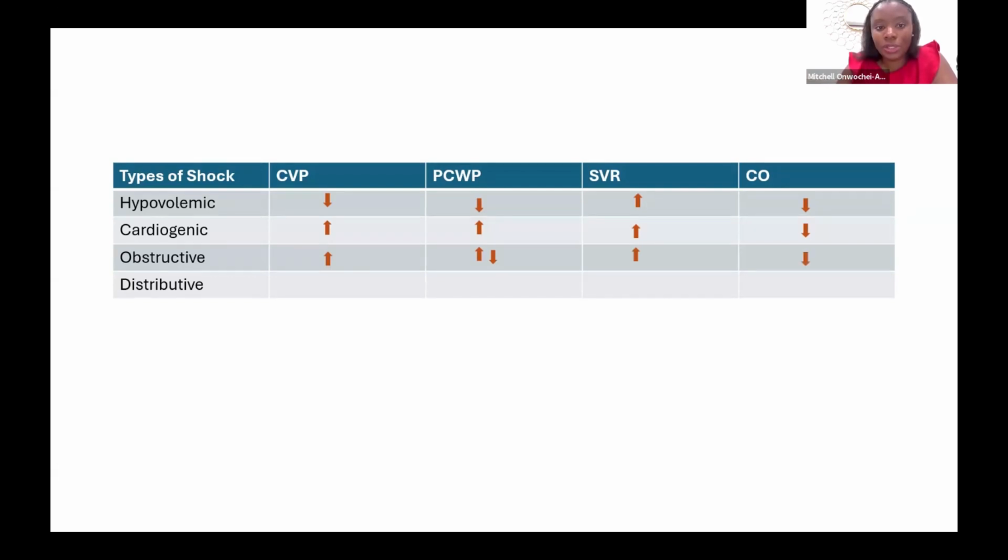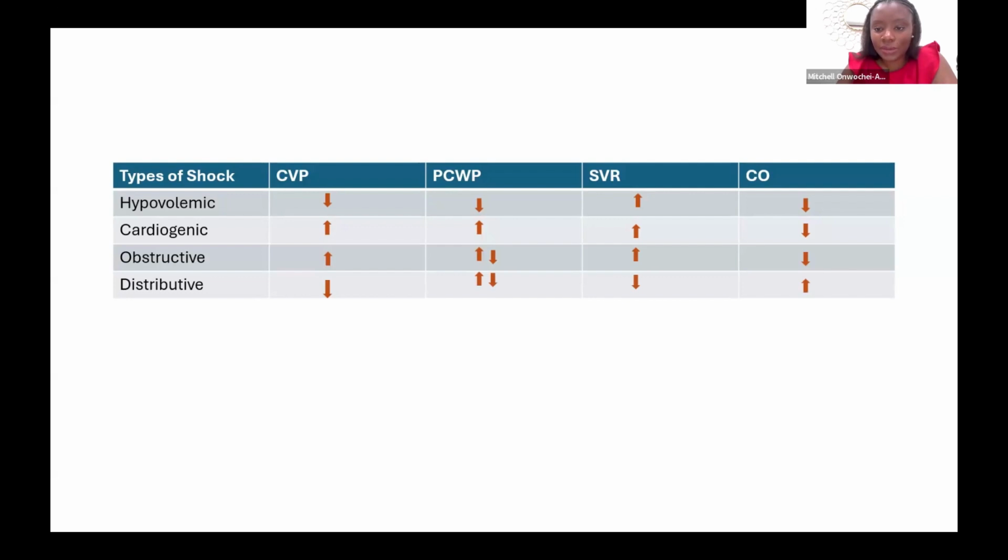And lastly, with distributive shock, your CVP is usually low. And what about your wedge? It's tricky as well. It's usually low, but it could be high. Some studies have shown that about 20% of patients with ARDS and septic shock have elevated wedges. So it could be high. And your SVR is usually low. So this is the one time you'd find a low SVR and a high cardiac output.